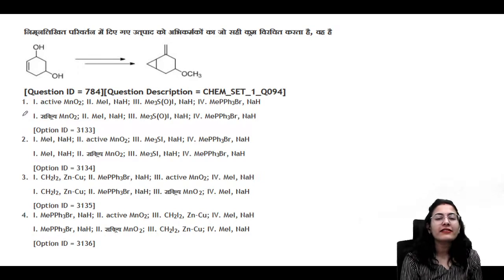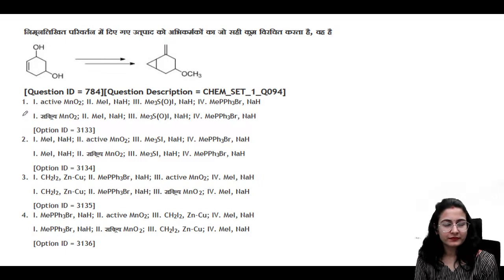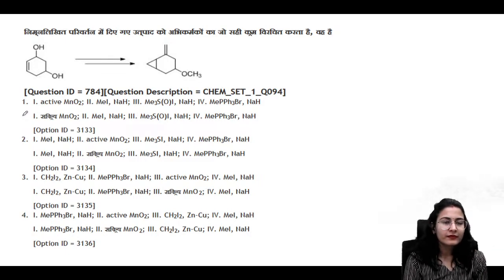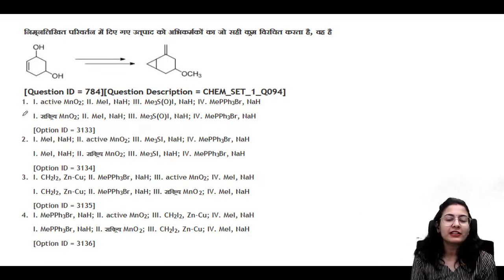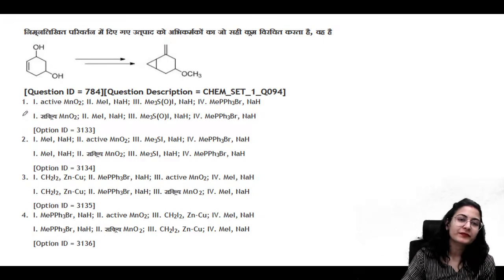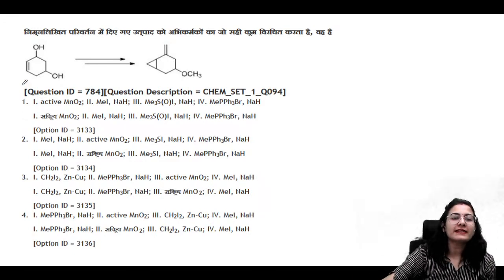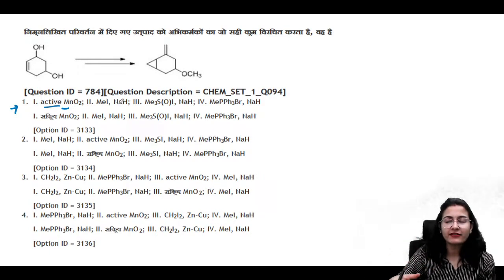All right. Again, very simple. Even an IIT JAM student will answer this easily. All right, so let's see. Let's try option number 1. What does it say? Active MnO2. What will this do? Active manganese dioxide is used chemoselectively for the oxidation of allylic alcohols.